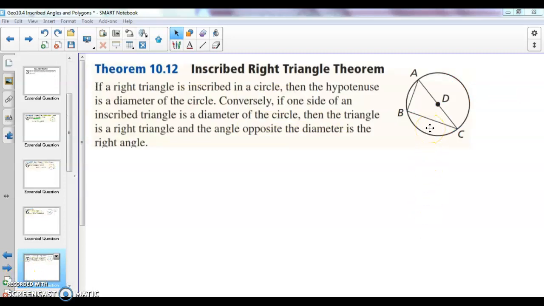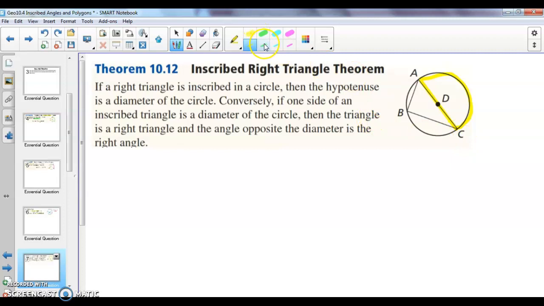In this figure, the inscribed polygon is now a triangle. Now, specifically, we're going to talk about the inscribed right triangle theorem. It says that if a right triangle is inscribed in a circle, then the hypotenuse is the diameter of the circle. So, in other words, AC is the diameter because it contains the center of the circle. So, if this is a diameter, then this arc AC is actually a semicircle.